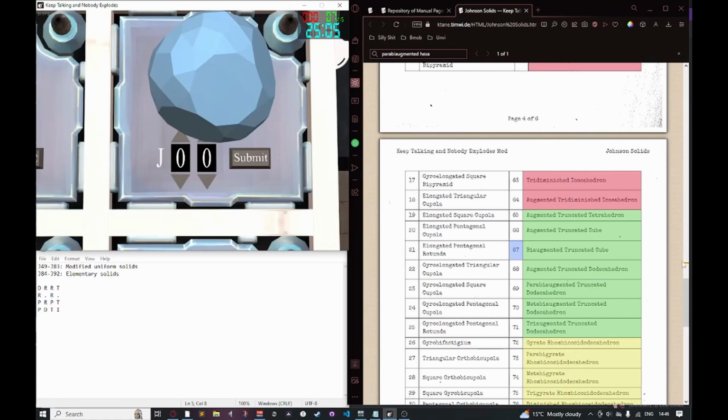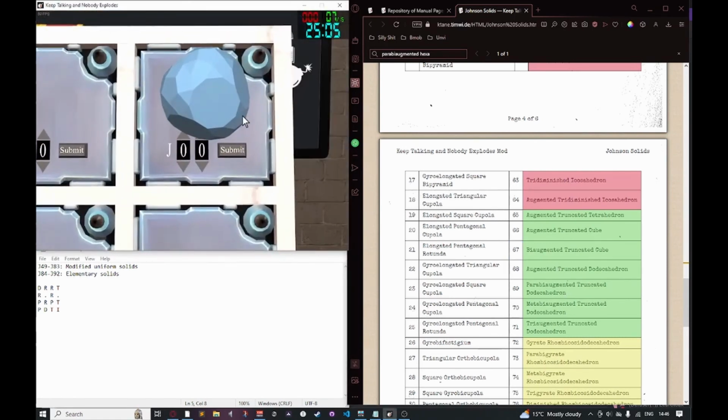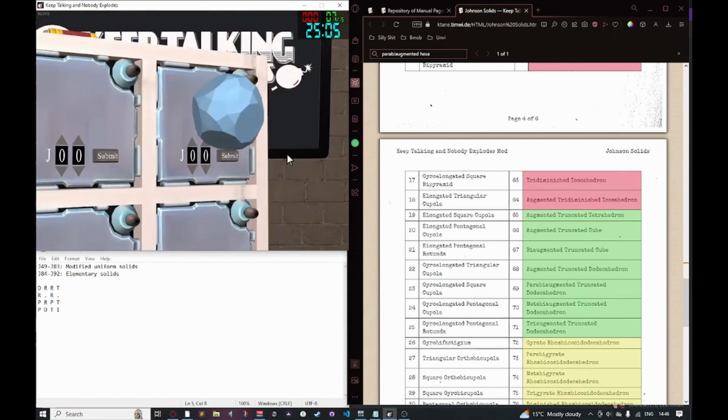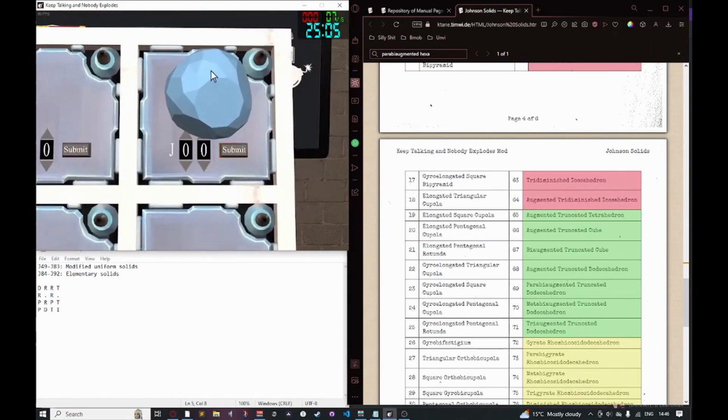And then we can move on to truncated dodecahedra. These are the largest shapes on the module. These can get quite big. It's quite easy to tell when you've got one of these, just because of how big it is. But also you can count the number of sides on these polygons here.